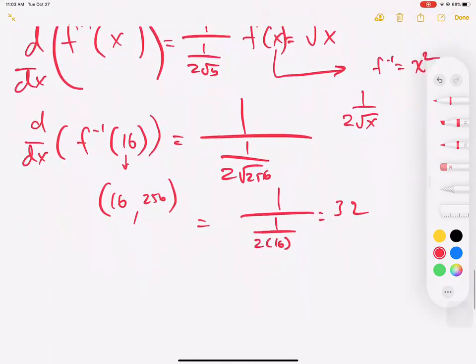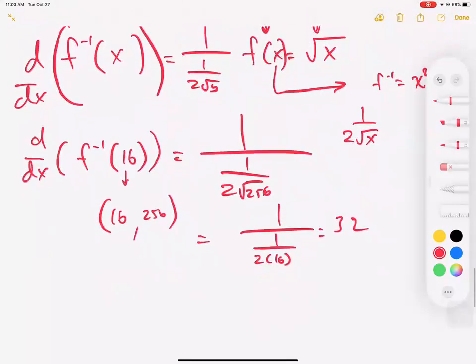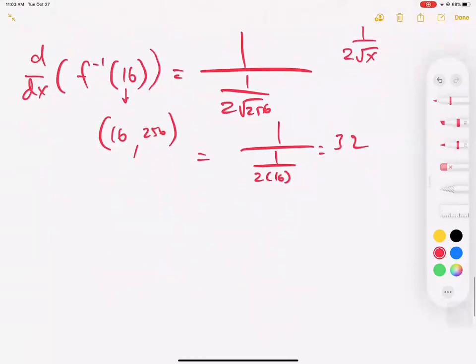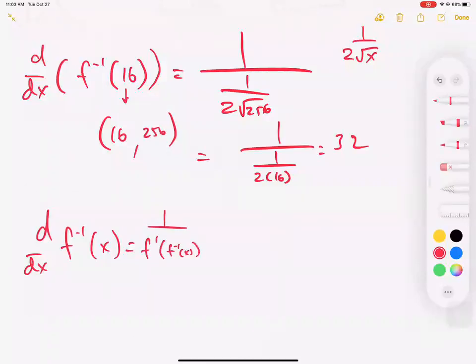Okay, let me do one more. d over dx of f inverse of x is essentially 1 over f prime of f inverse of x. That's what the rule says.